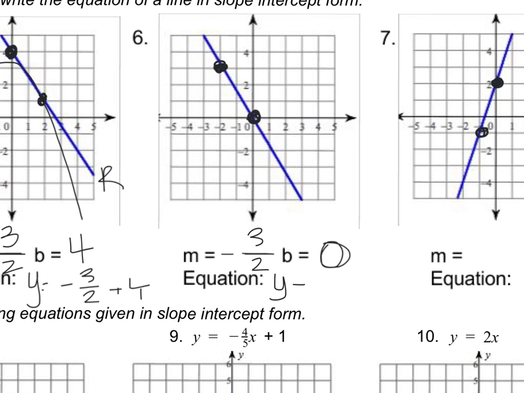Y equals negative 3 halves x. And I forgot to put that over on number 5, so make sure you put an x on number 5. But on number 6, your equation equals y equals negative 3 halves x. There is no need to write plus 0 because that is understood. So you do not need to include that in your answer.